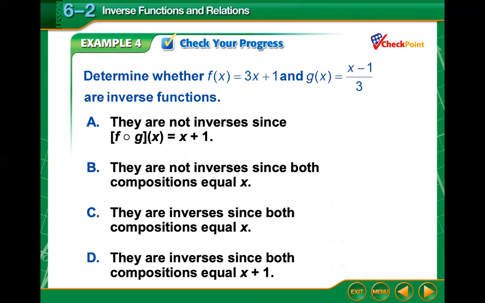Go ahead and check your work or try this problem. All right, and you should find that they are inverses because both compositions equal x.